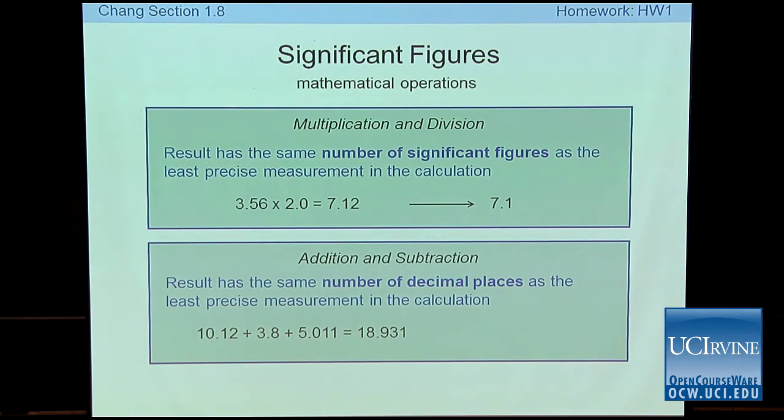So, for instance, here I'm adding up three numbers, 10.12, 3.8, and 5.011. This one has two figures behind the decimal point, this one has 1, and this one has 3. If you put it into a calculator, the calculator will say that's 18.931. But not all of these numbers are significant. It is an addition here, so this rule applies, and it says that this answer should have the same amount of digits behind the decimal point as the least precise number. And that's this one, so the answer should have 1 digit behind the decimal point: 18.9. That's the correct answer.